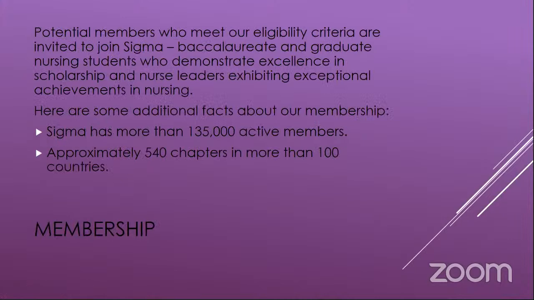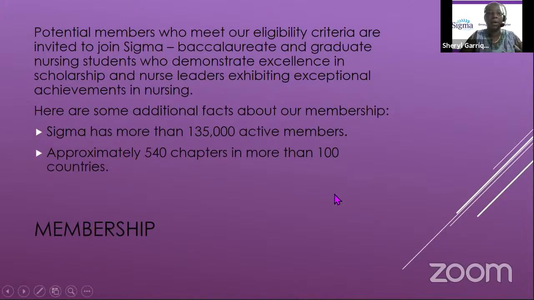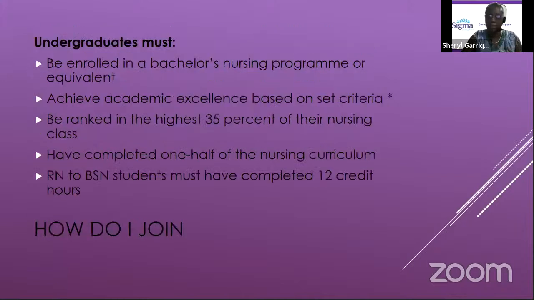If you are interested to join Omega Kappa, you are able to do so if you are a student or if you are a nurse or a nurse leader. So you'll be looking at joining over 135,000 active members in over 100 countries with just over 540 active chapters. If you're a student, you want to be enrolled in a nursing program, a bachelor's program or the equivalent, and we expect academic excellence.